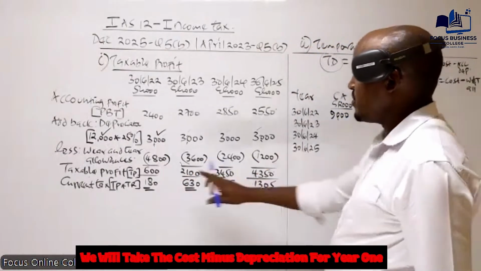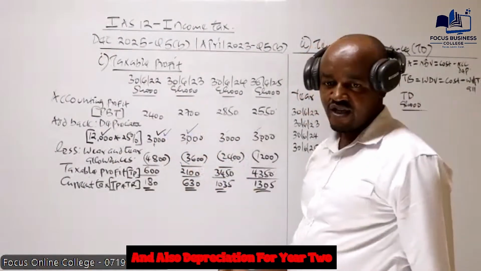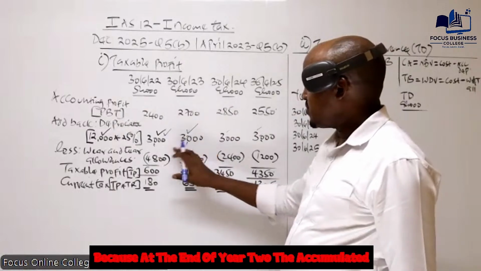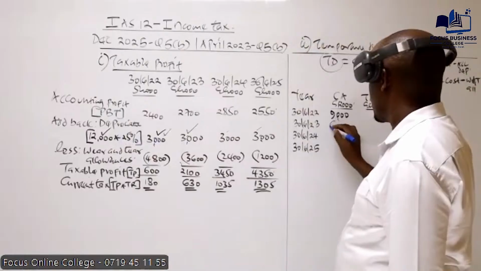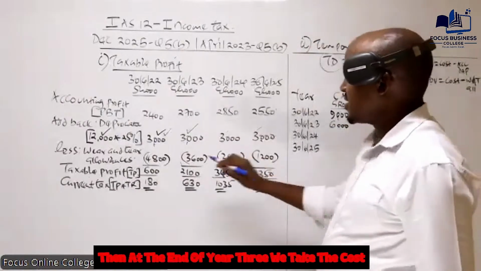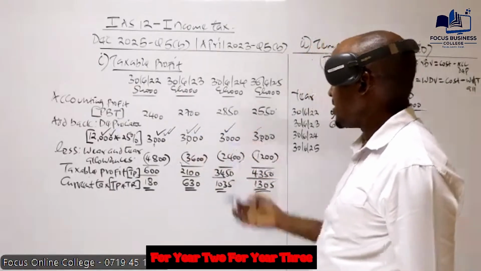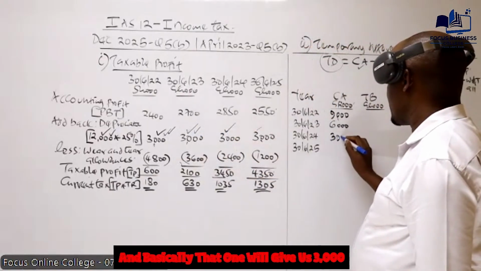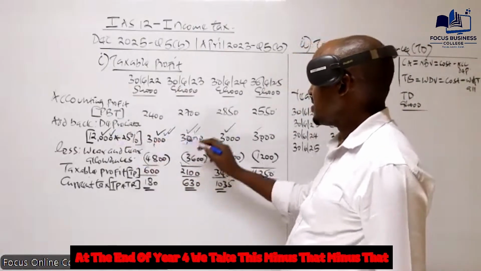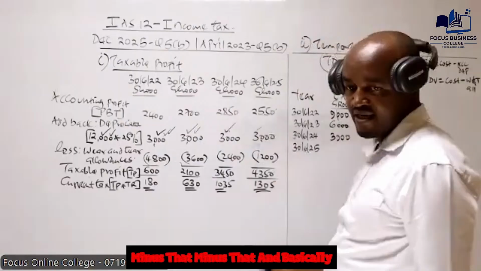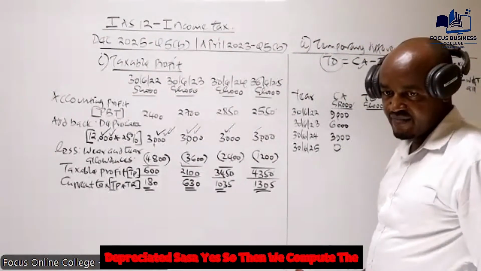In year two, we will take the cost minus depreciation for year one and also depreciation for year two, because at the end of year two, the accumulated depreciation is 6,000. So 12,000 minus 6,000, that will give us 6,000. Then at the end of year three, we take the cost minus depreciation for year one, year two, year three, and basically that one will give us 3,000. At the end of year four, we take this minus that, minus that, minus that, minus that, and basically the net book value here will be 0. The asset will be fully depreciated.